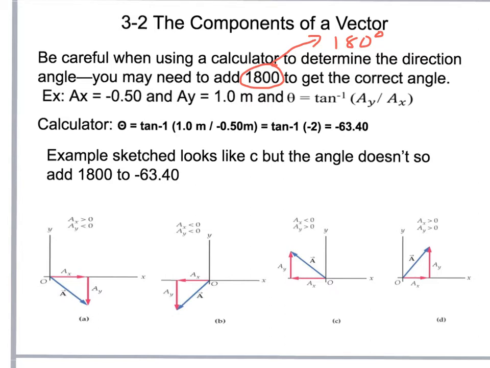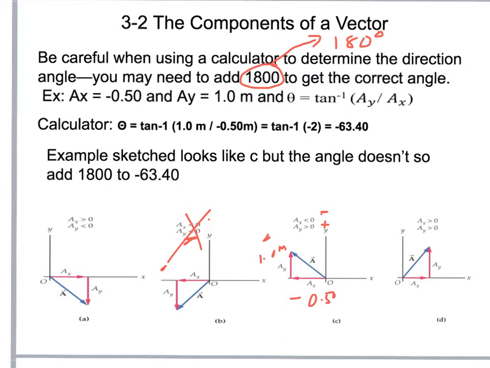An example of that is if you have an a sub x value that's negative 0.5, and an a sub y that's a positive 1. So let's find that on our picture down below here. So a sub x is negative. Here's a negative a sub x, and here's a negative a sub x. A sub x is negative right there and negative right there. But then a sub y is positive. Well, that's not here. A sub y is positive, and a sub x is negative. So that's this picture. We have our negative 0.5 and our positive 1.0 meters.